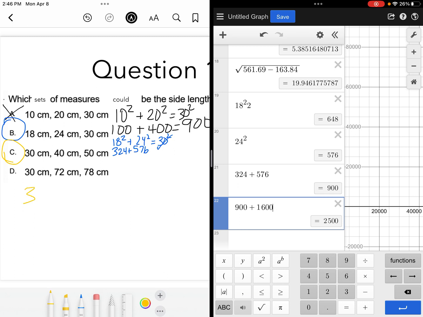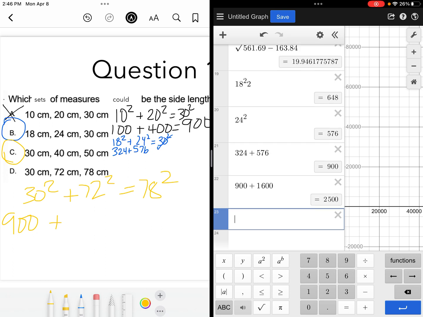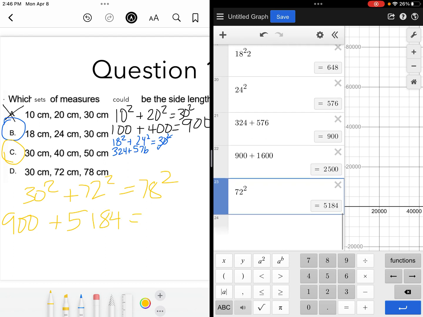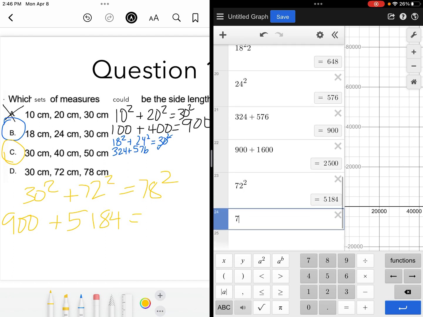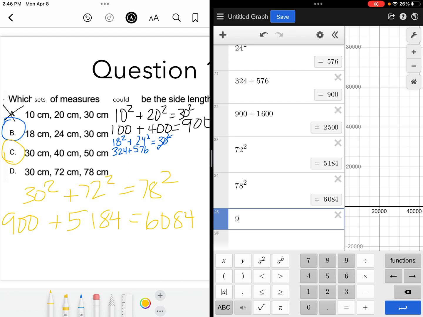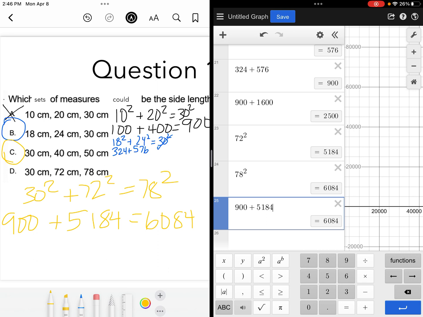Then we've got 30 squared plus 72 squared equals 78 squared. So that's 900 plus 5,184, which is 6,084. Okay, so let's add them up. So I got 900 plus 5,184, and it works. So it could have been B, C, and D.